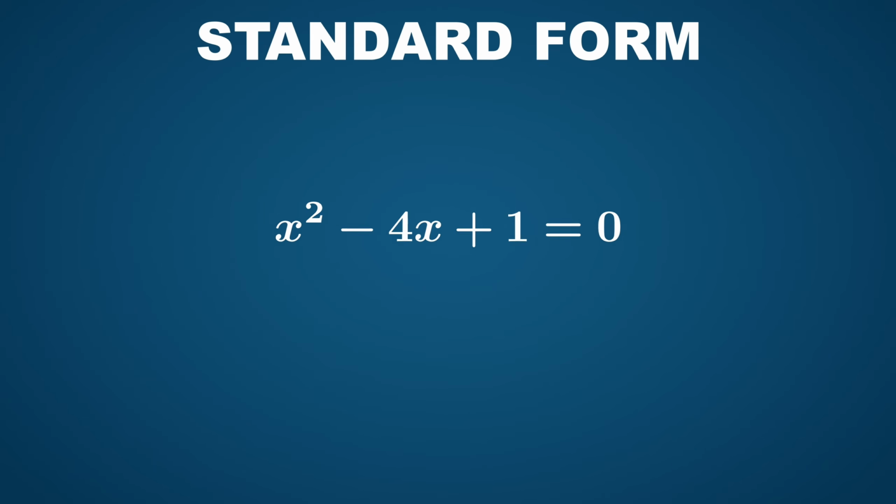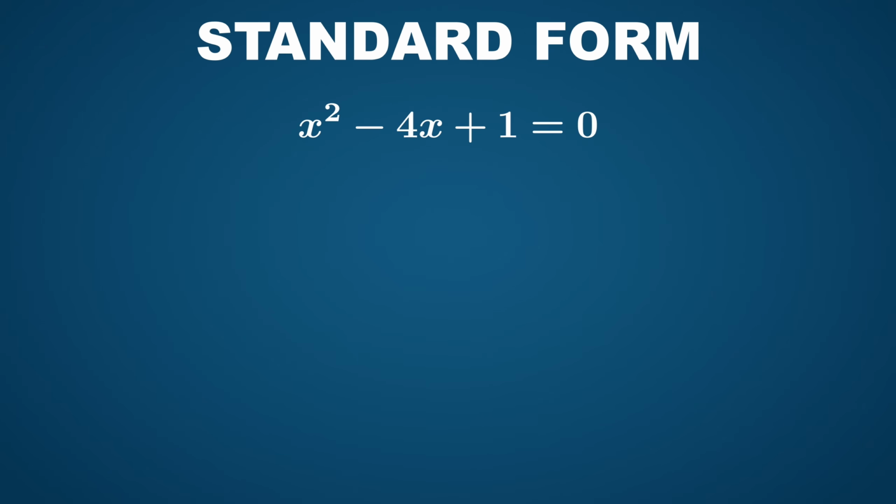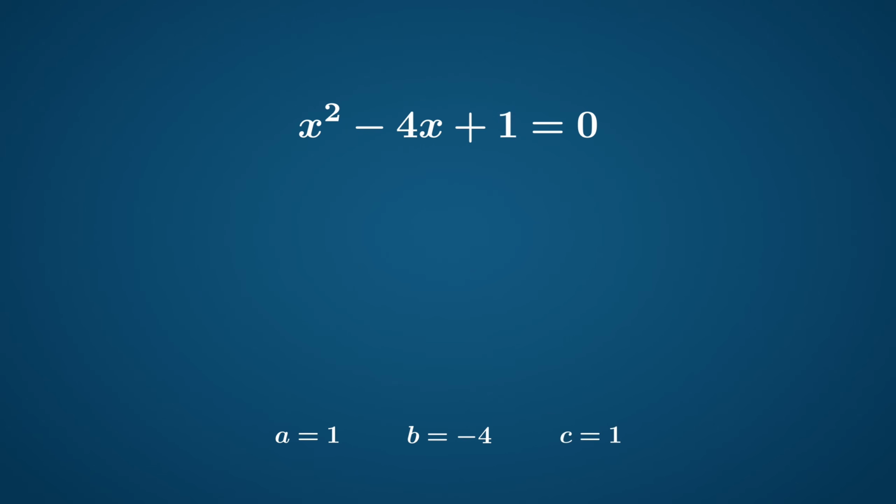This equation is written in the standard quadratic form, a times x squared plus b times x plus c equals 0. We will now identify the specific values for our variables a, b, and c to use in the quadratic formula. By looking at our equation, the x squared term has an implied coefficient of 1. Therefore, the value of a is equal to 1. The x term is preceded by a minus 4. Therefore, the value of b is equal to negative 4. The constant term at the end is a positive 1. Therefore, the value of c is equal to 1.